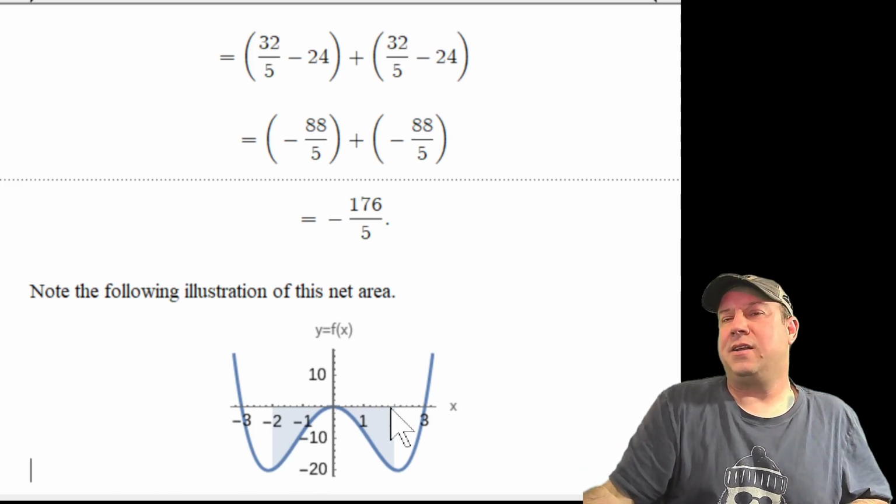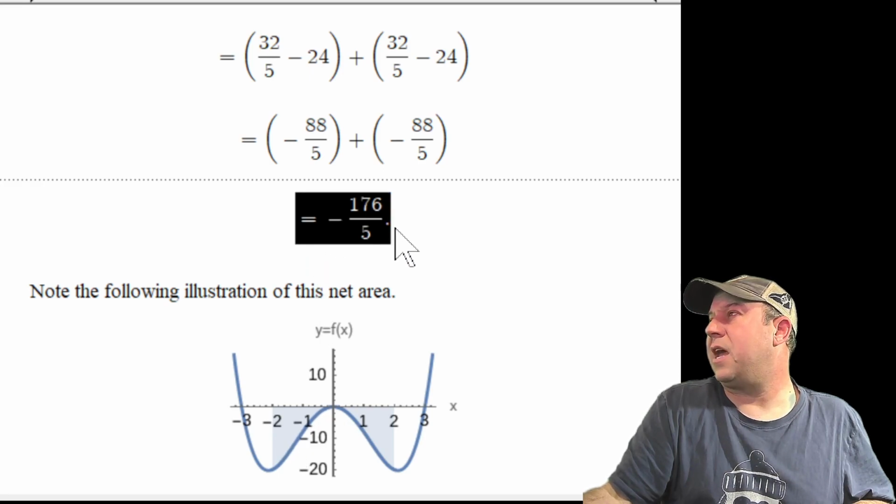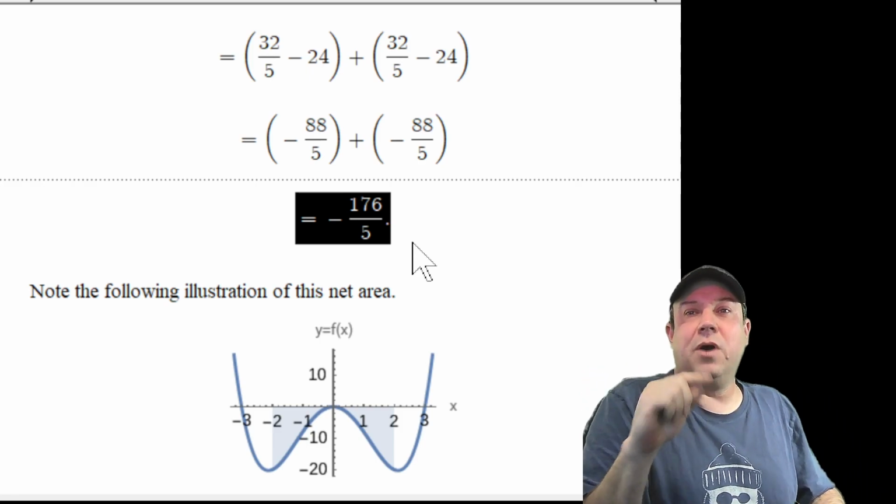And that's what I had done initially. I found this net area and then just doubled it to include this one. And in the end, produced -176 of a unit squared as my net area.